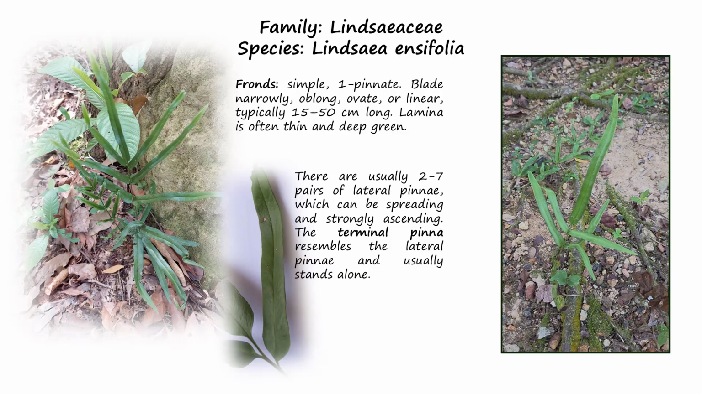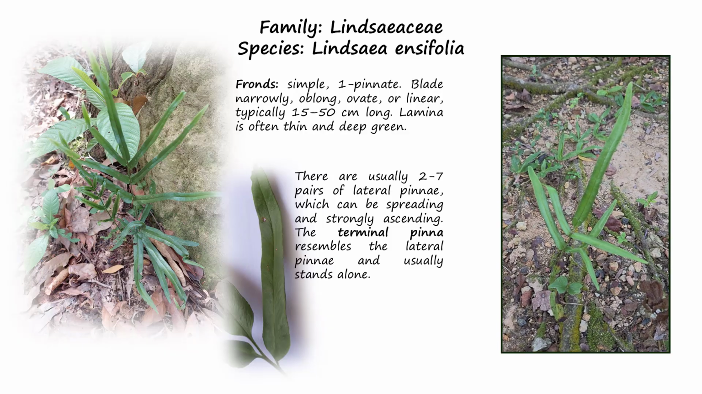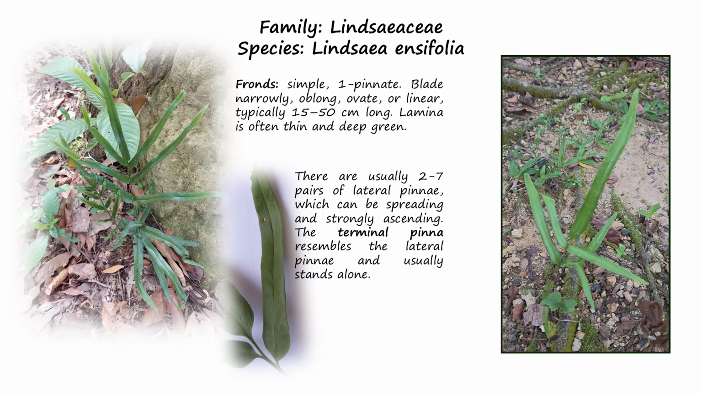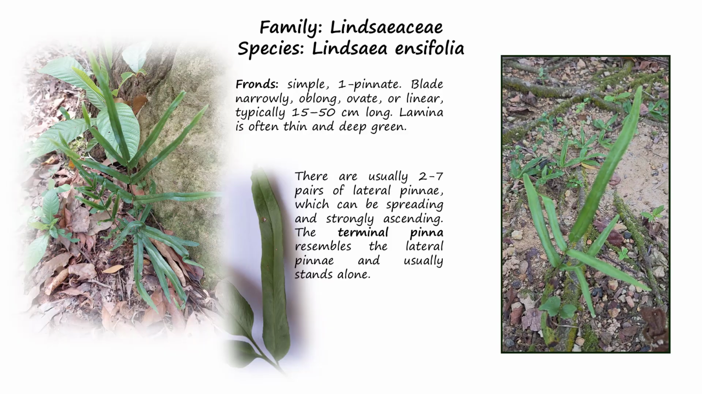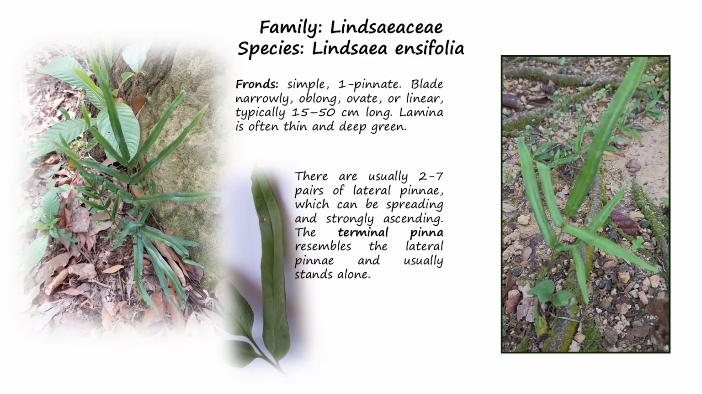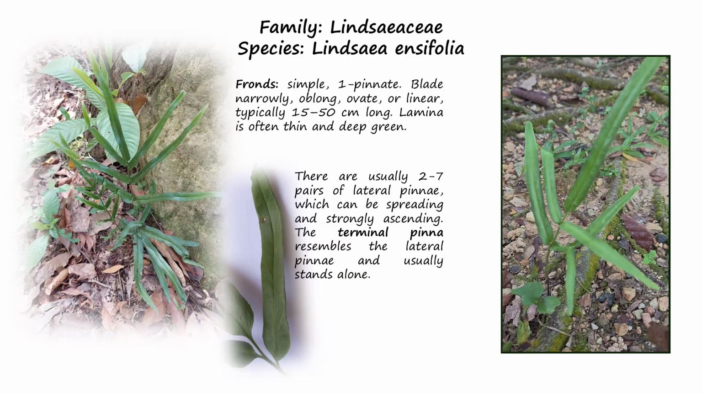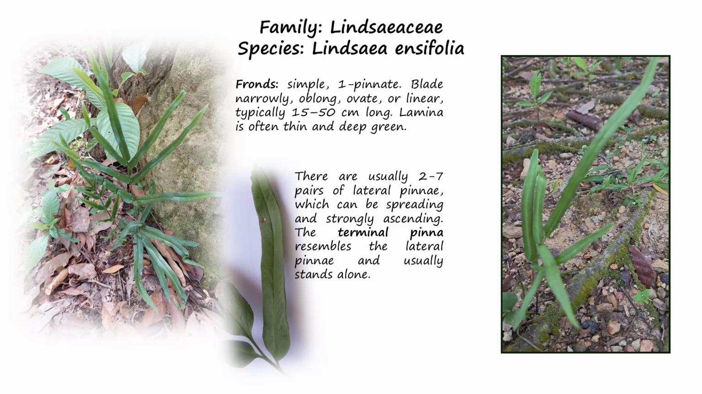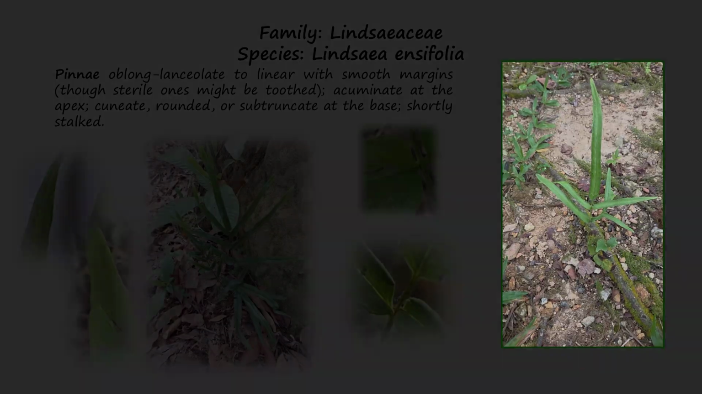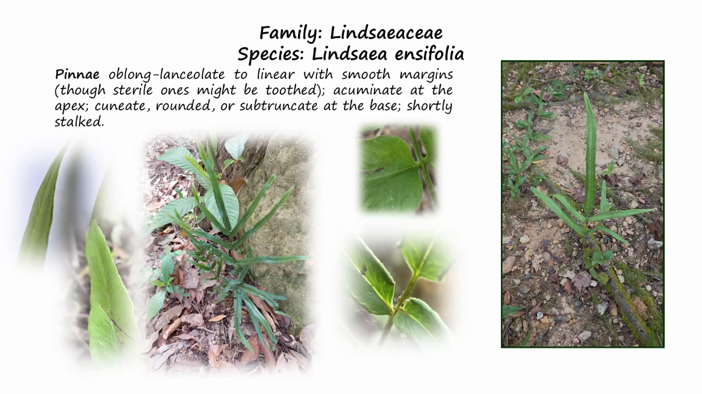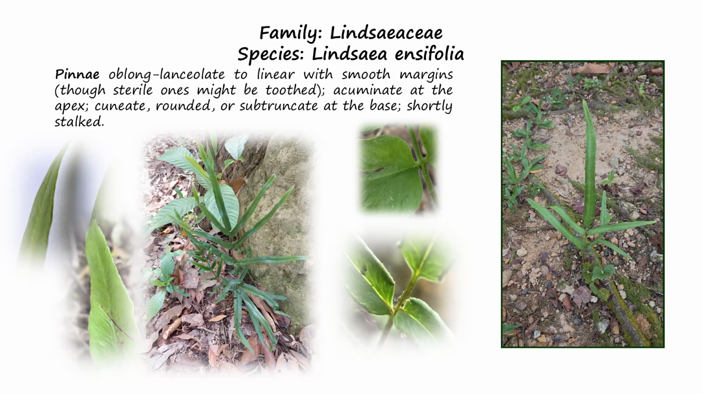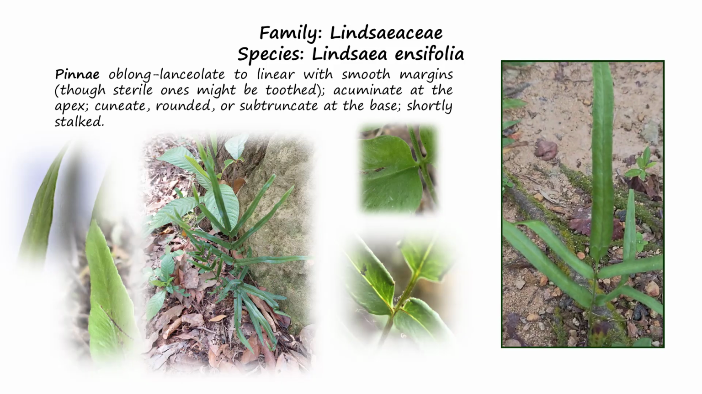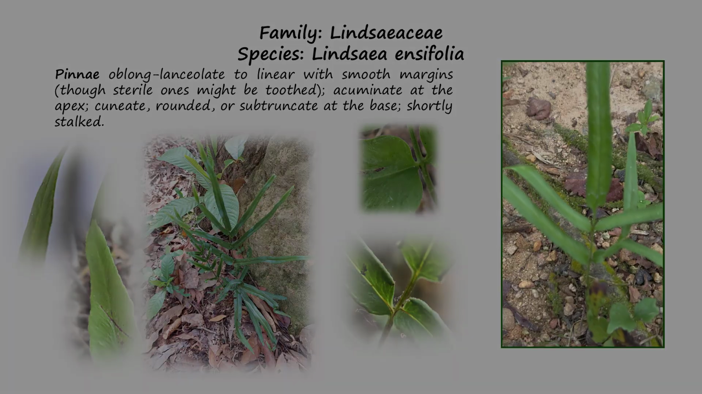Fronds simple and one-pinnate, forming a narrow oblong ovate or linear blade, typically 15 to 50 centimeters long. The lamina is generally thin, glabrous, and a deep green color. Pinnae, 2 to 7 pairs of lateral pinnae, which can be spreading and strongly ascending. The terminal pinna resembles the lateral pinnae and usually stands alone. Individual pinnae are oblong lanceolate to linear, acuminate at the apex, cuneate, rounded or subtruncate at the base, very shortly stalked with smooth margins, though sterile ones might be toothed.